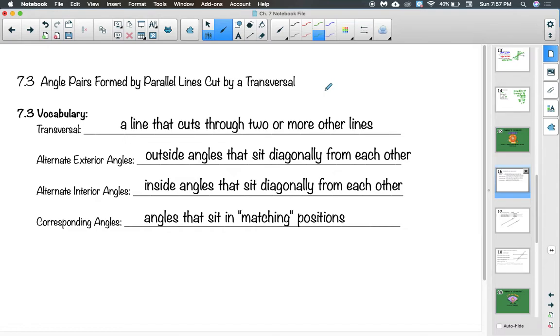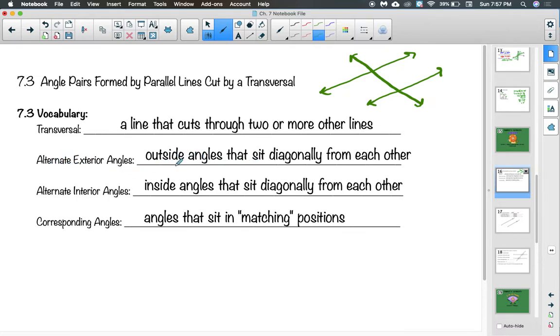Okay, so I want you to envision, maybe I can draw you a nice little diagram here. Pretend that we have two lines. Here they are. And we have a third line that crosses through both of them. That third line would be called the transversal. Okay, next vocab word, alternate exterior angles.